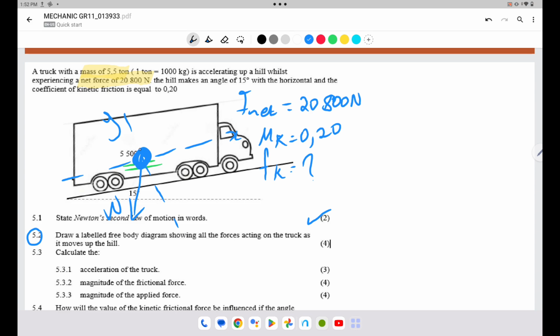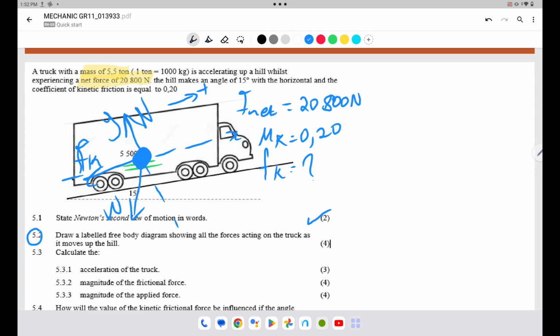Okay, so pointing perpendicular to the surface away from it, that is the normal. And we are also having kinetic friction. We're being told that this moves uphill. So it means kinetic friction will be opposite to the direction of motion. So this will be kinetic frictional force.